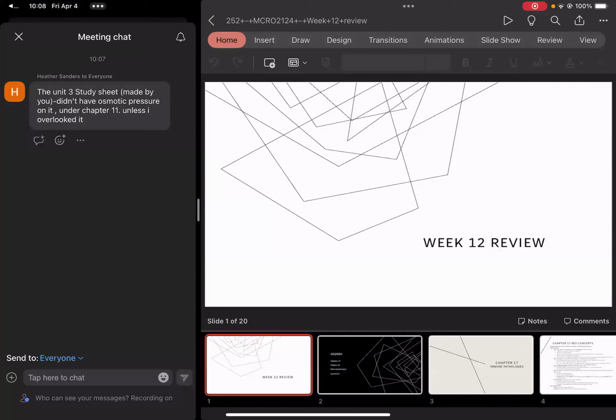All right, so we have Heather: the Unit 3 study sheet made by me didn't have osmotic pressure on it under Chapter 11. Okay, so it used to, and it is not on there now, and you will not have osmotic pressure on the test. I can verify that. We did cover it in the lecture, and it used to be on the study sheet, and I took it off recently for this semester. This is the first semester I took it off, and I hadn't updated the slides. So you're right on that, and that will not be on the test either. I can assure you on that. So thank you for bringing that up, and don't worry about it. That is a fair point.